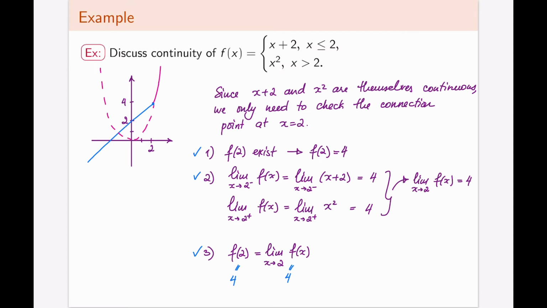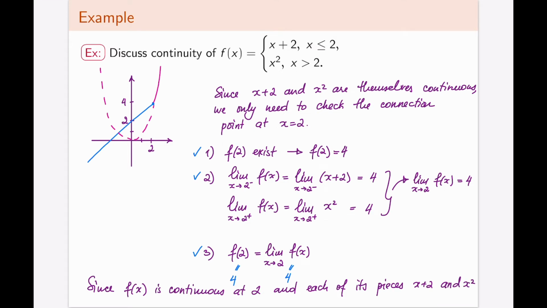Now I can conclude that since f of x is continuous at 2, and each of its pieces, let's call them again by name, x plus 2 and x squared, is continuous everywhere, the function itself is therefore continuous everywhere. So thus, f of x is continuous at every single point. So continuous everywhere.